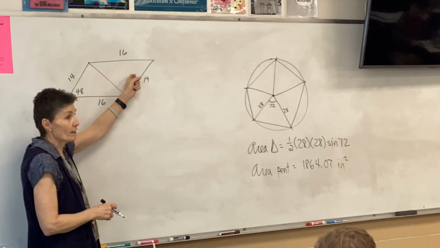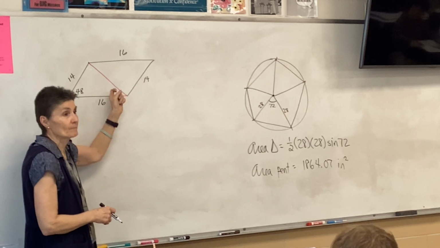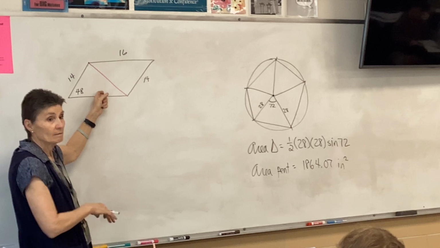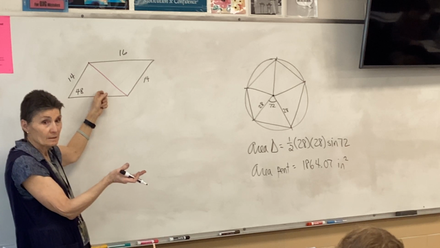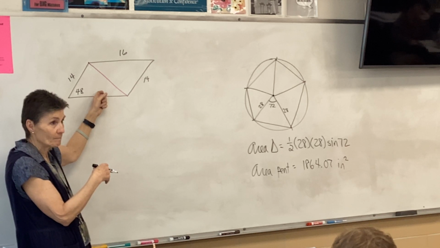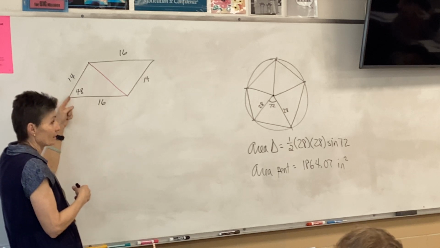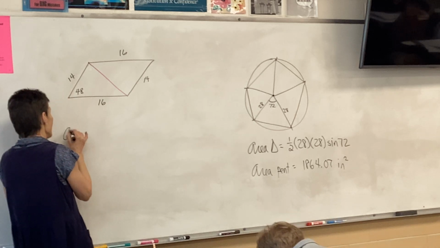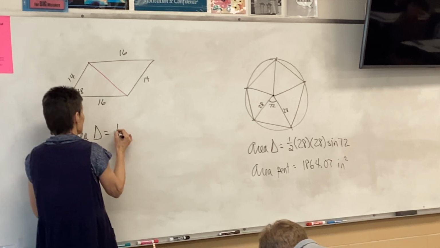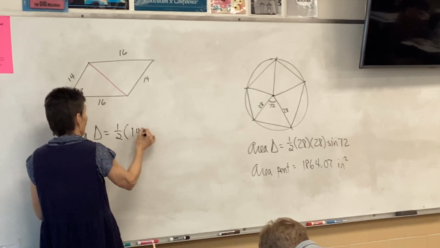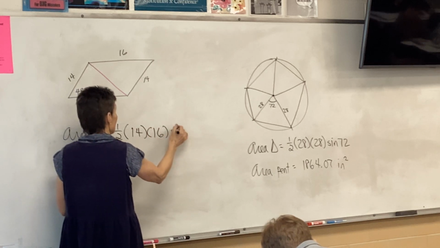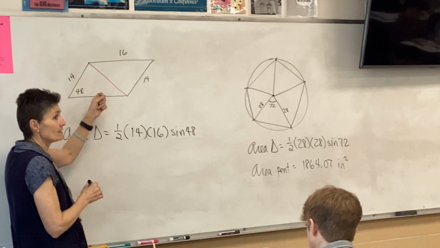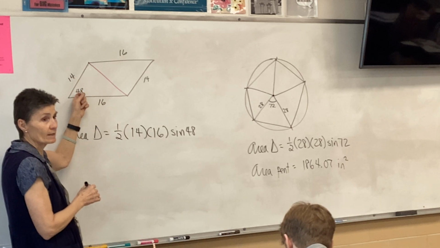Are those two triangles congruent to each other? So if I can find the area of this one, I'll just double it, and that will be my parallelogram. Now, look at this situation. Can I find the area of this triangle? Yeah. Just like that. The area of the triangle is 1/2 times 14 times 16 times sine 48. That's 1/2 side, side, sine of the included angle.